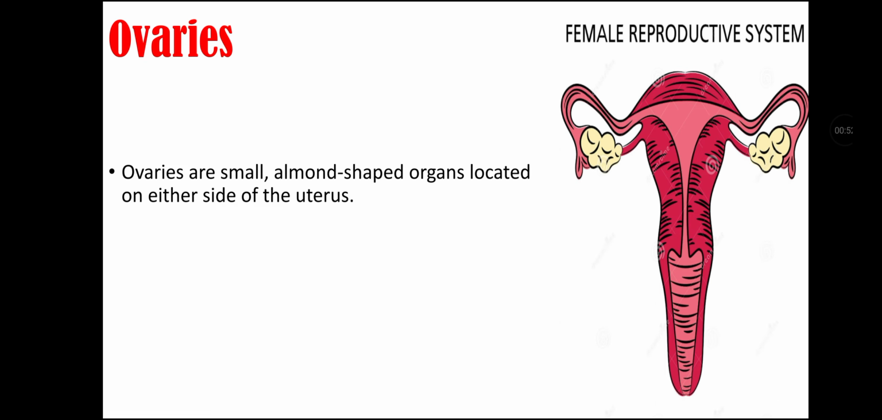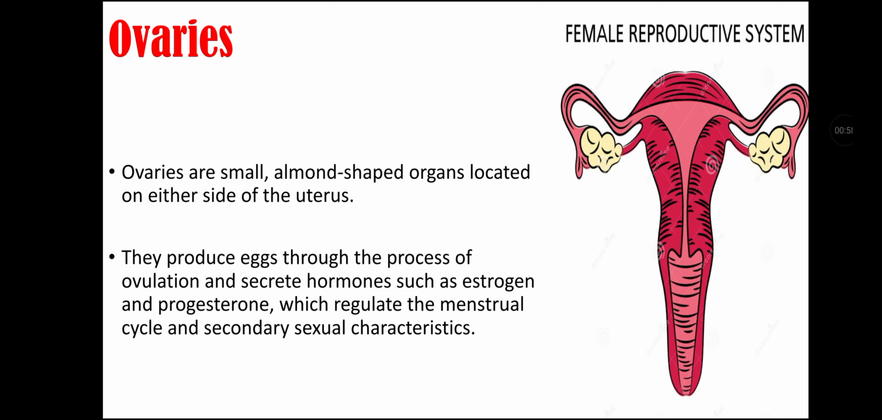First, we will talk about ovaries. Ovaries are small, almond-shaped organs that are located on either side of uterus. They produce egg through the process of ovulation and secrete hormones such as estrogen and progesterone, which regulate the menstrual cycle and secondary sexual characteristics.